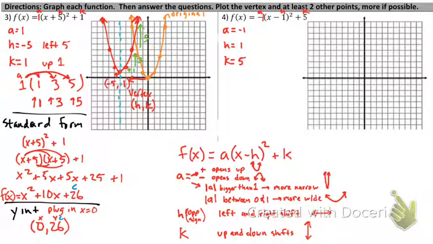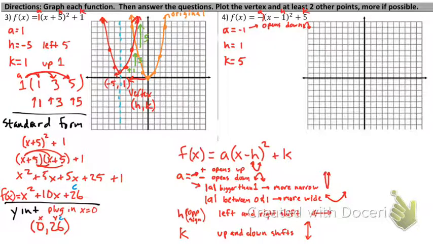We got our a, h, and k. So how does this affect my original graph? Since the a value is -1, it does a couple things. Because it's negative, we know it's going to open down. So it's going to have this shape.